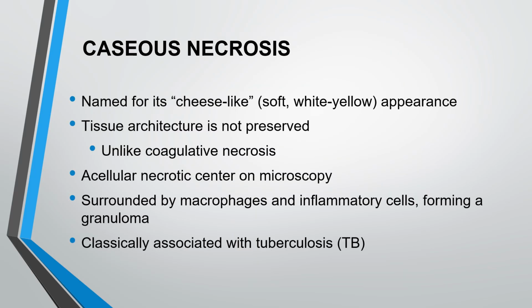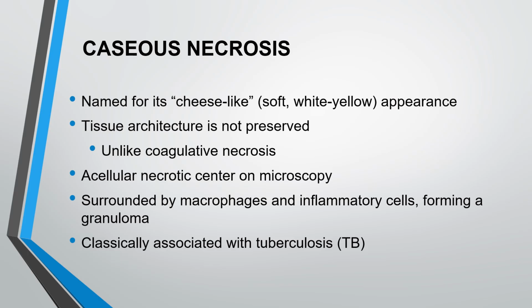Caseous necrosis is one of the easiest patterns to recognize once you've seen it, mostly because it has a very memorable description. The name comes from caseous, meaning cheese, and yes, it really does look soft. It's white, yellow, and crumbly. Unlike coagulative necrosis, tissue architecture is not preserved here. Instead, you get an acellular necrotic center surrounded by inflammatory cells.